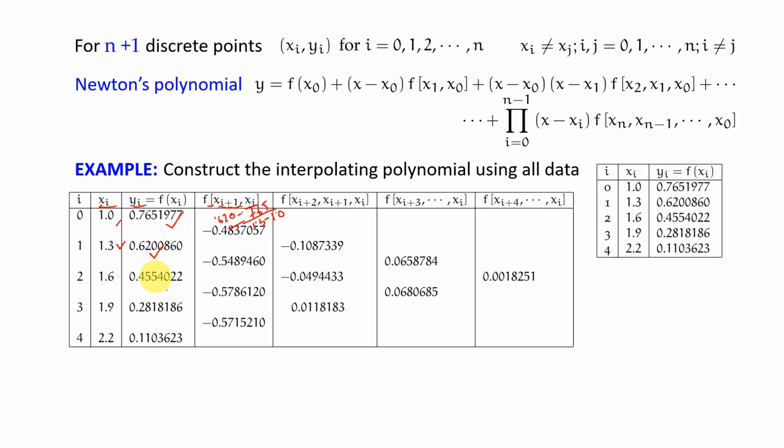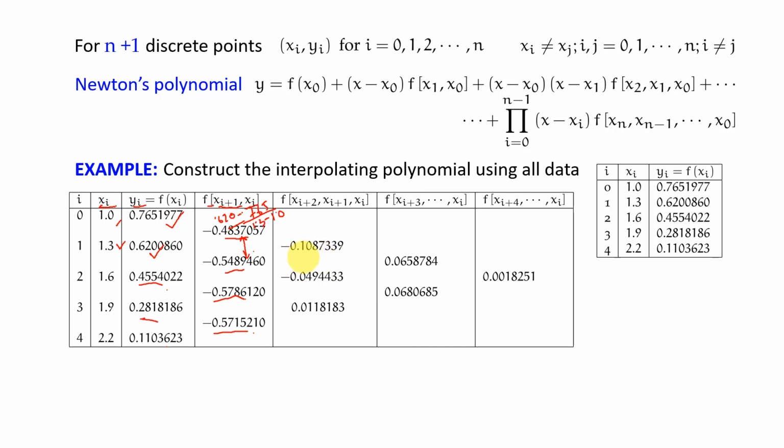Similarly, I find the first finite difference between 0.620 and 0.455, and that gives me 0.5489. It goes on, 0.455 and 0.281 give me minus 0.0578, and then 0.2818 and 0.1103 give me minus 0.5715. So now I have all the first finite differences. I go for the second finite difference. To get it, I take the difference between these two, for instance here 0.4837 and 0.5489, and I divide once again by the x difference, 1.6 minus 1.